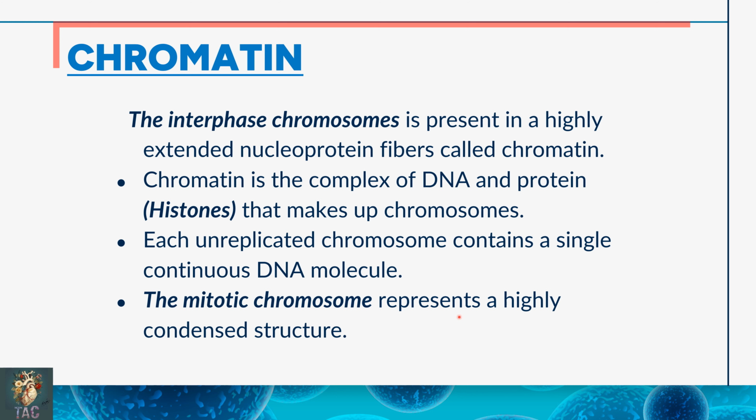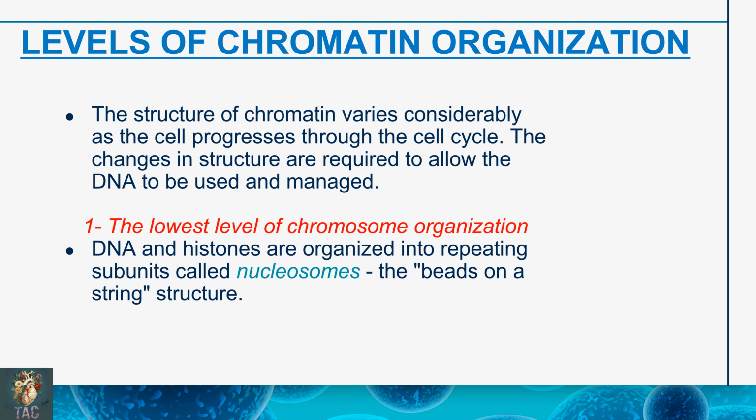The mitotic chromosome represents a highly condensed structure. So there are different levels of chromatin organization. The structure of the chromatin varies considerably as the cell progresses through the cell cycle, and changes in the structure are required to allow the DNA to be used and managed.